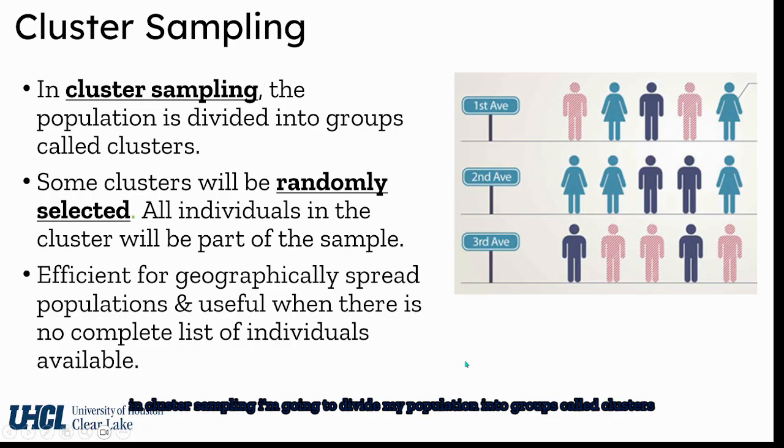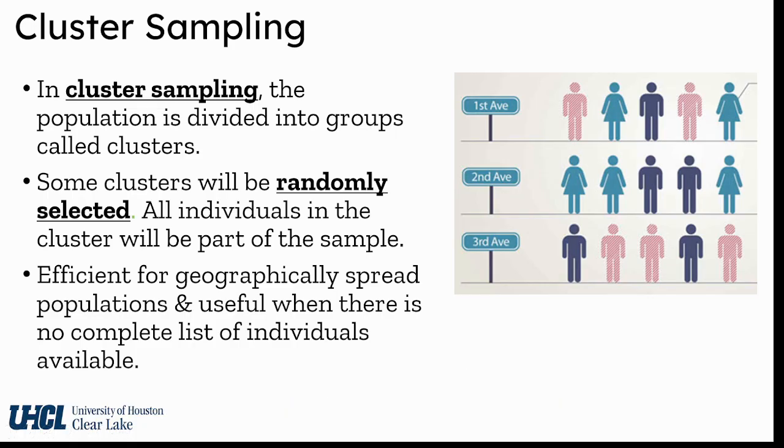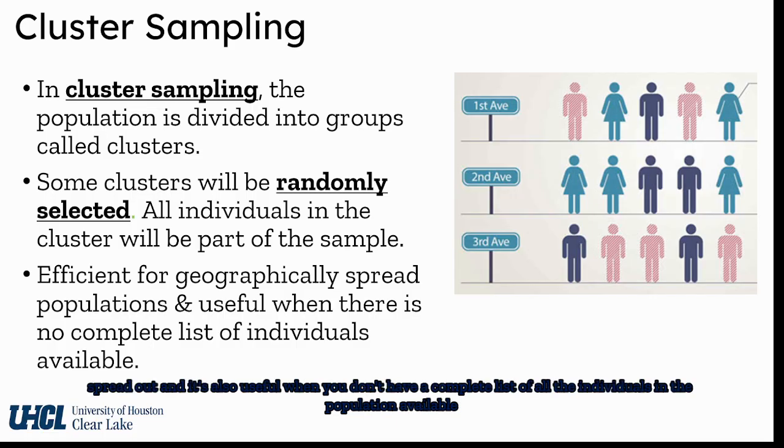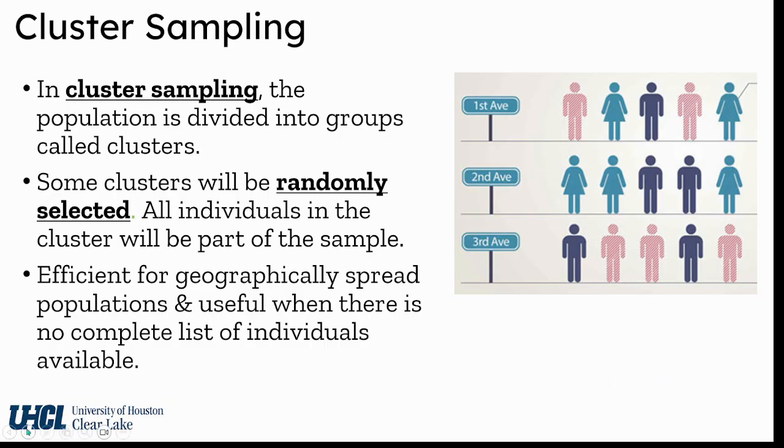In cluster sampling, I'm going to divide my population into groups called clusters. Some clusters are then going to be randomly selected. Now, all individuals in that cluster are going to be part of that sample. And this ends up being really efficient when you have a population that is geographically spread out. And it's also useful when you don't have a complete list of all the individuals in the population available.